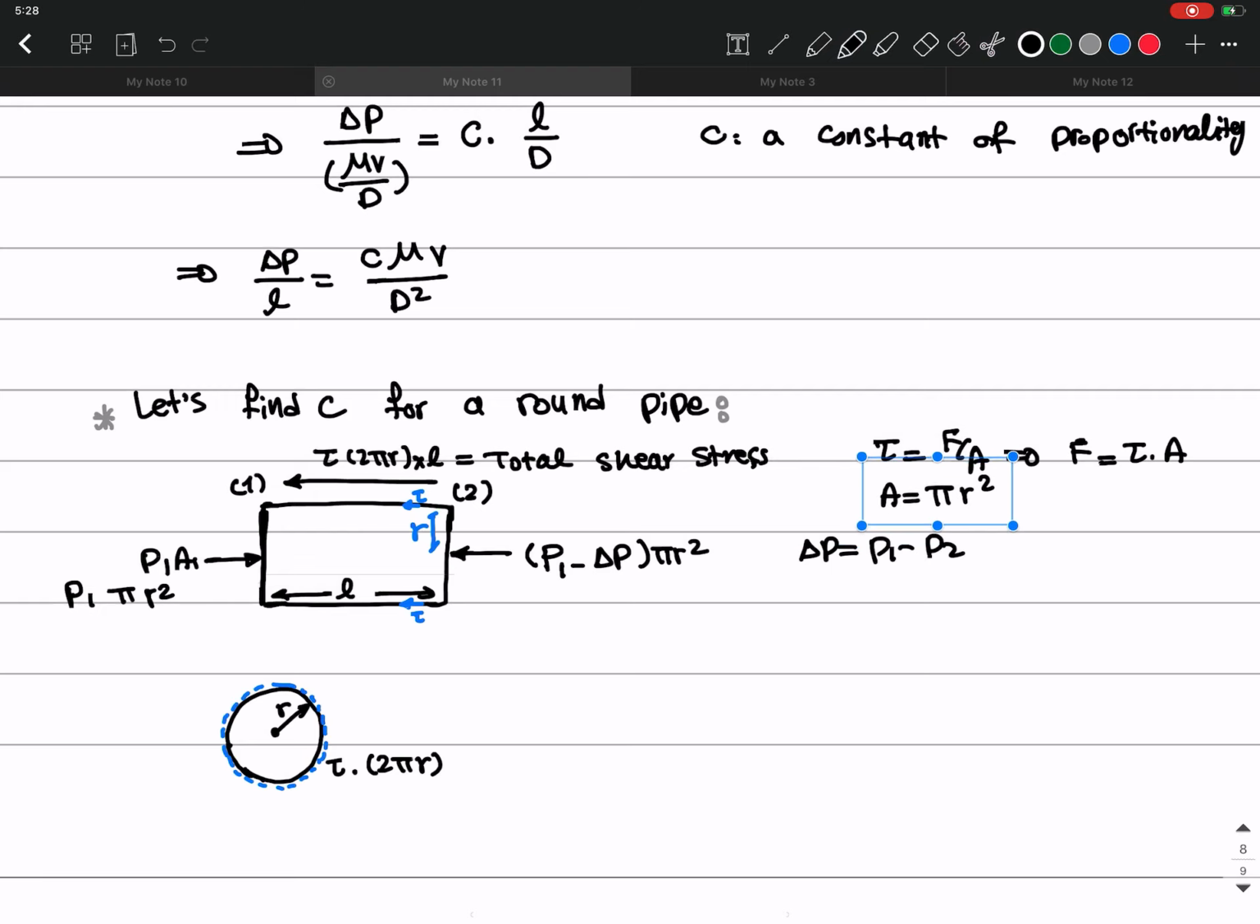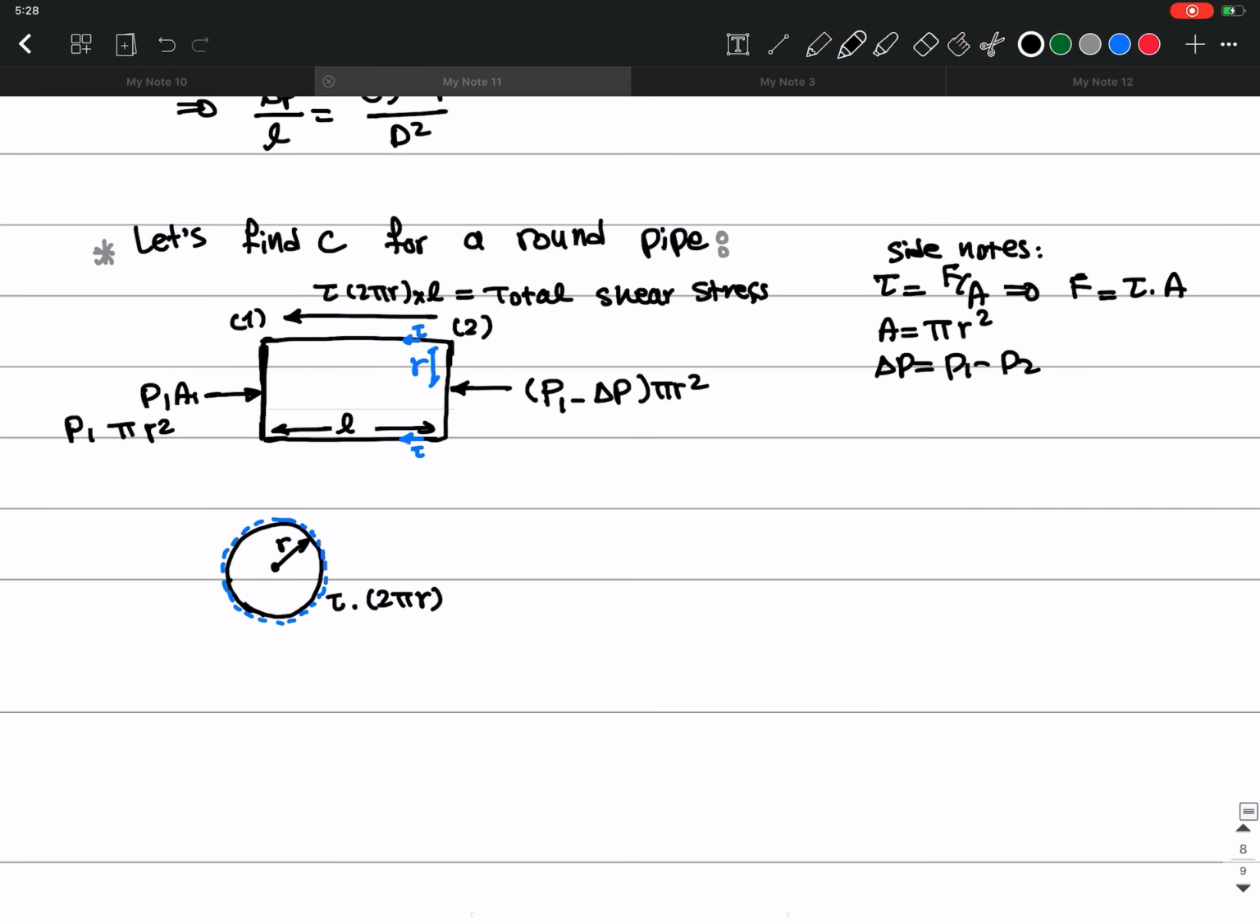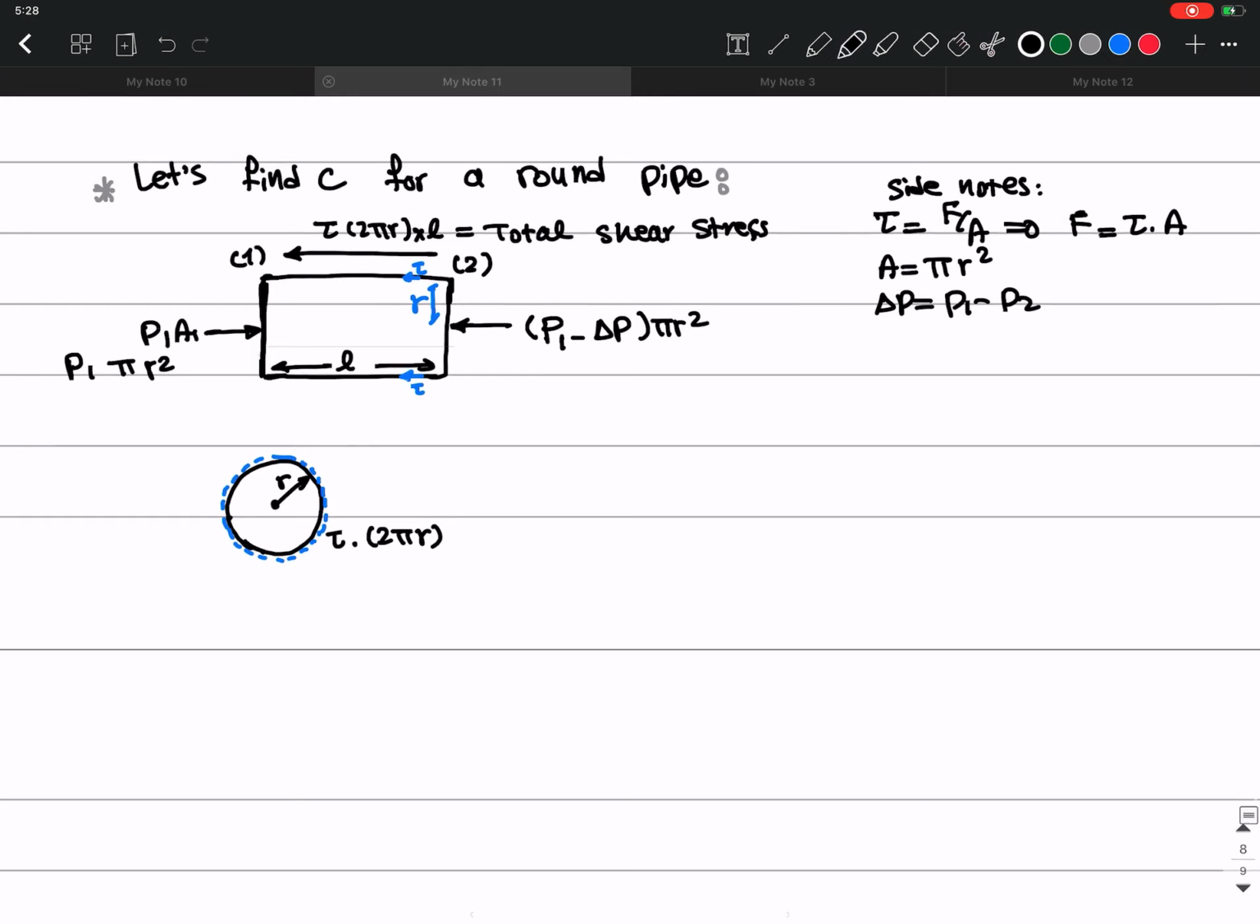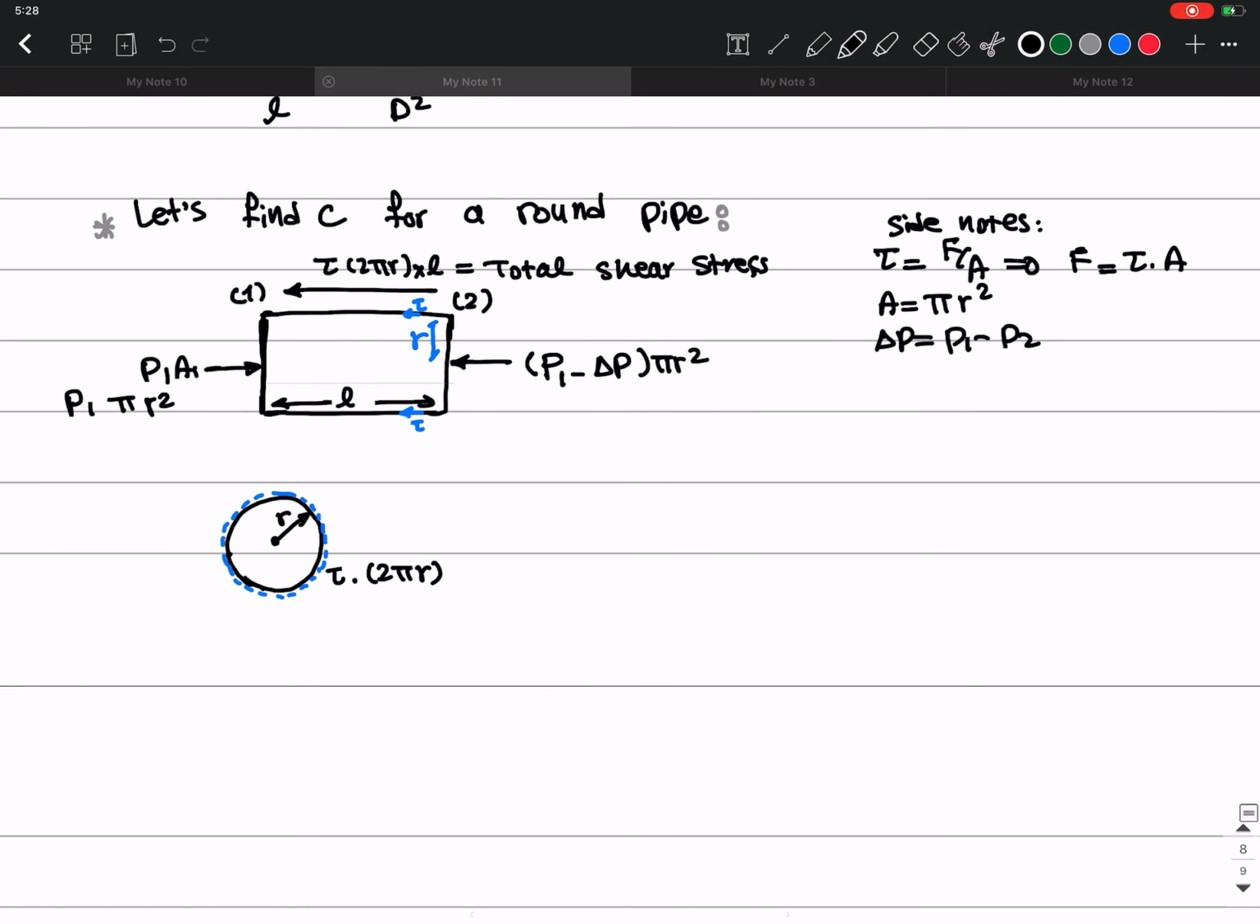So these are the things you should keep in mind, okay, as side notes. So these are side notes. Okay, so this is the free body diagram of this. And now I want to write the forces that act on this.